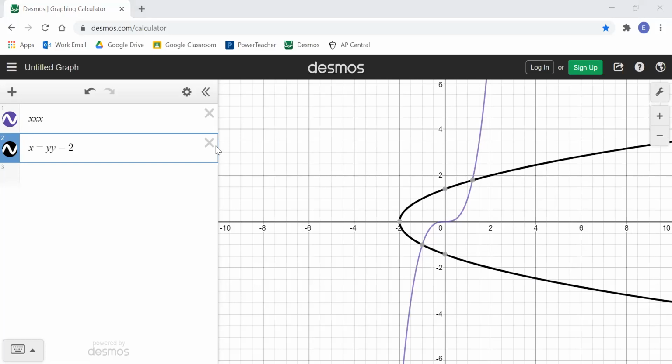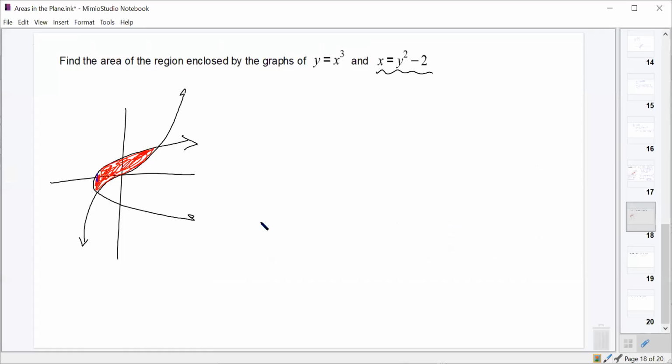So we should be able to do the right equation minus the left equation. And so we'll have to turn the one that's y equals x cubed into x equals the cube root of y, or y to the 1/3. And we should be able to integrate the right one. And which one is the right one? It's the y to the 1/3, right? Minus the y squared minus 2 equation.